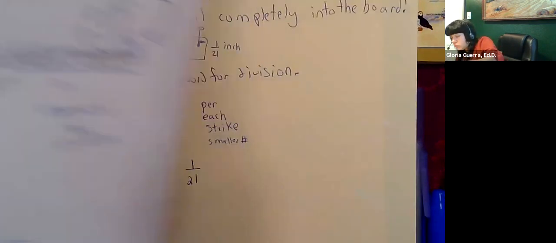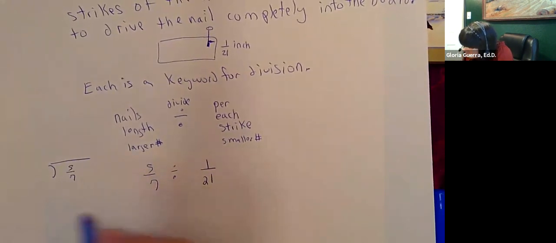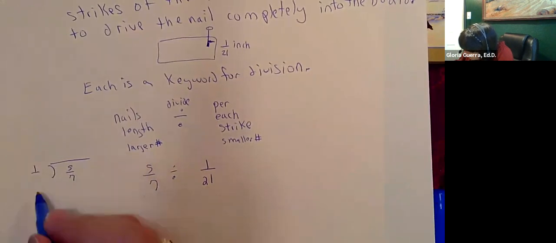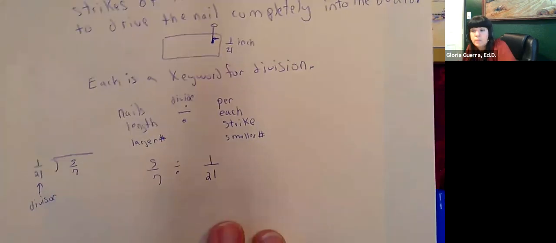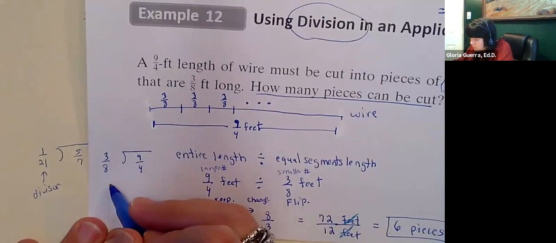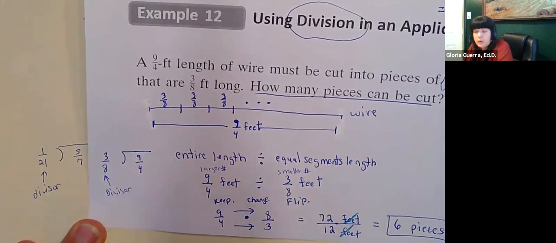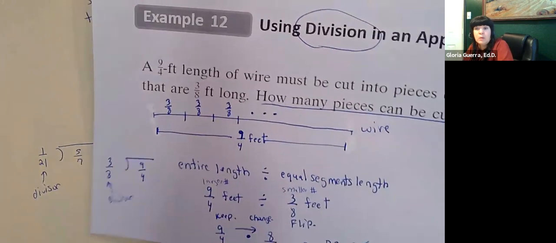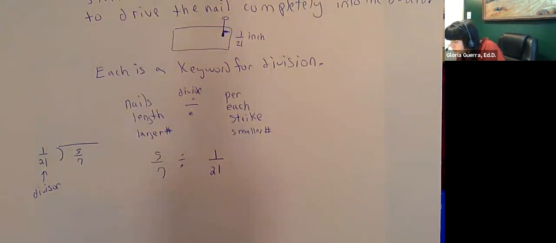Okay. And then again, if I set it up this way, the 5/7 and you're dividing it by the 1 over 21. So this is the divisor. So sometimes that also helps. So yeah, like over here, this was the divisor. Okay. Yeah, I don't see any more keywords. I was looking for equal. I don't see the word equal in here.